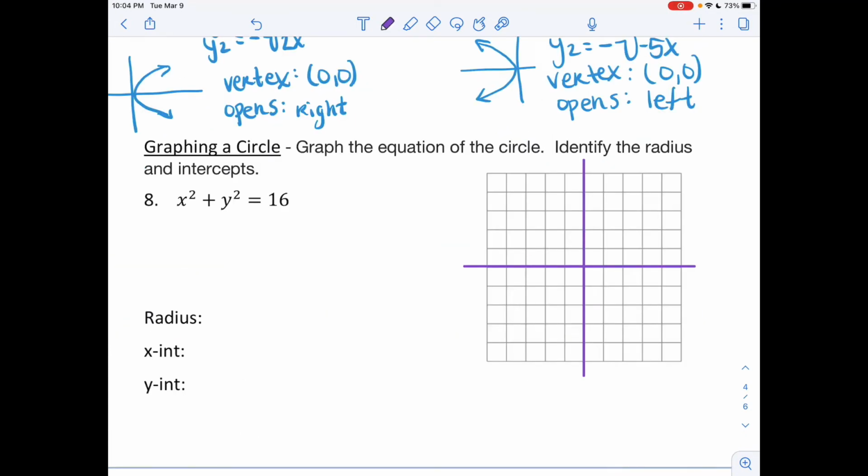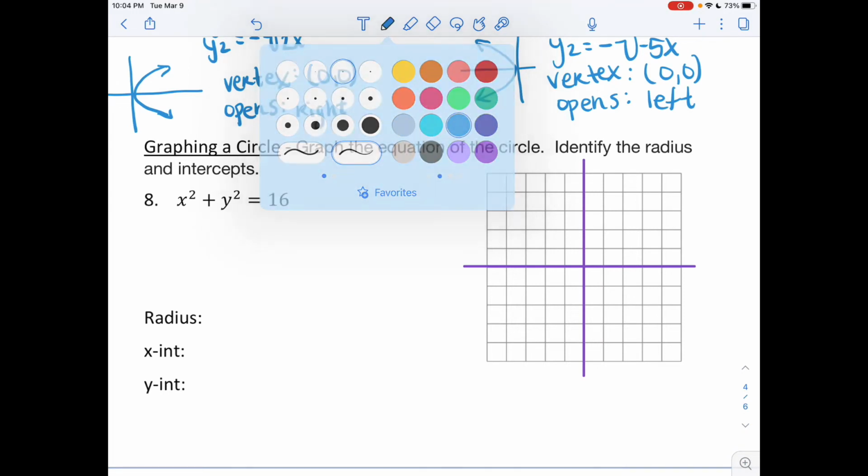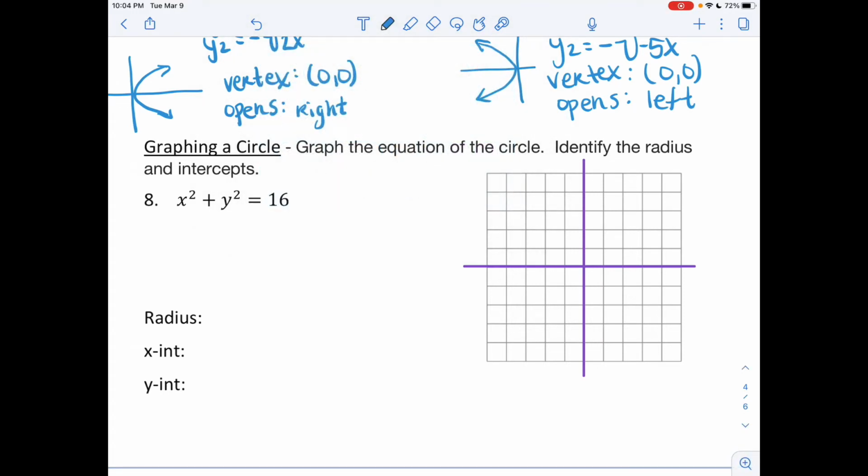The last thing that we're going to do today is graph a circle. In order to solve, we're going to do that by again solving for y and then putting our equations into the y equals of the calculator. So if I want to solve for y, I need to move x squared over to the other side. So I'm going to subtract x squared from both sides. This will cancel, leaving me with y squared is equal to 16 minus x squared.